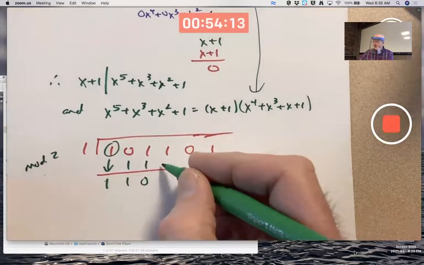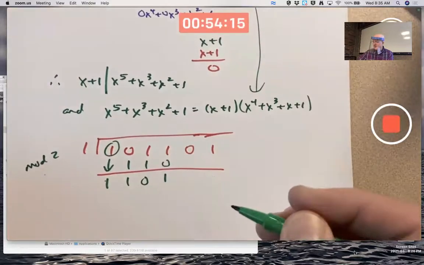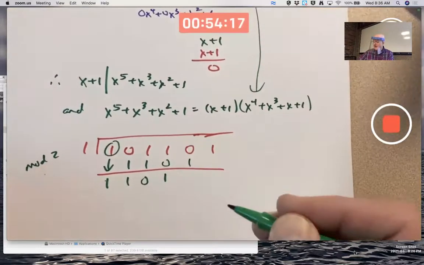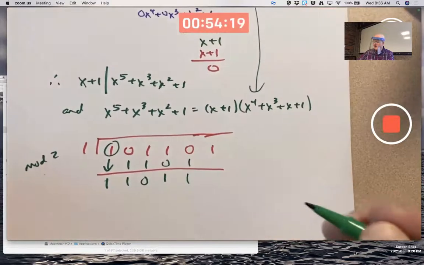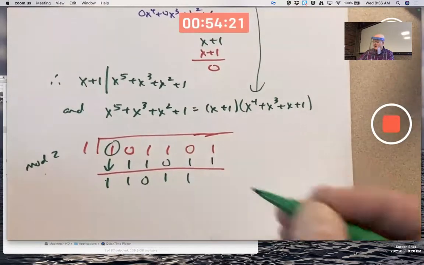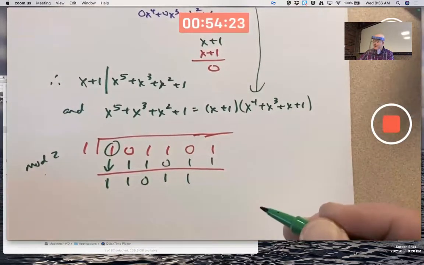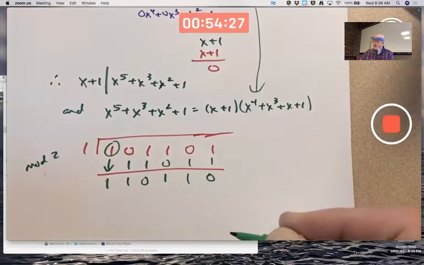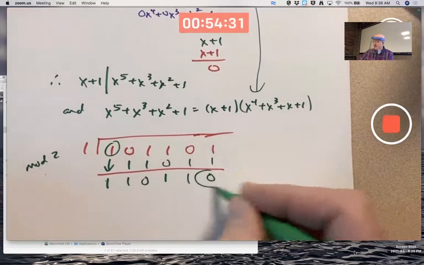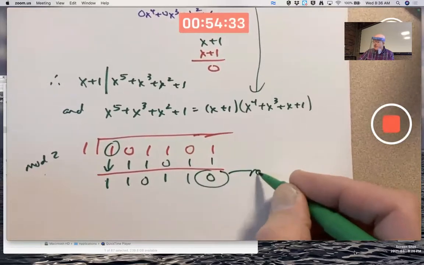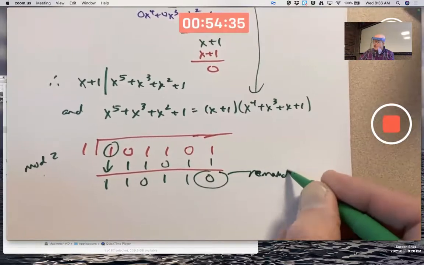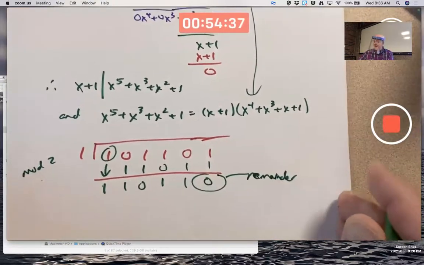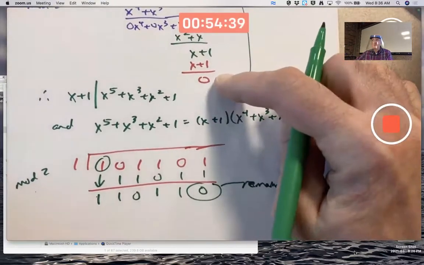Multiply 1 times 0 is 0. Add 1 plus 0 is 1. Multiply 1 times 1 is 1. Add 0 plus 1 is 1. Multiply 1 times 1 is 1. Add 1 plus 1 is 0. What in the world am I doing here? This last number is always the remainder. And the fact that it's 0 matches the fact that we got 0 up here.